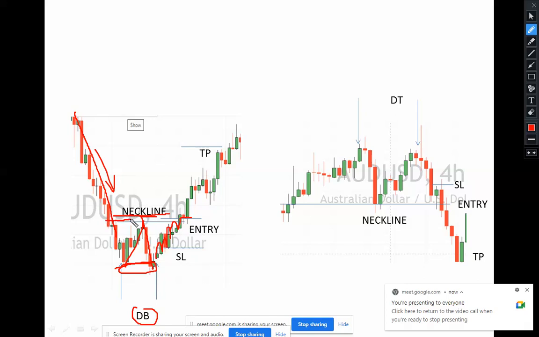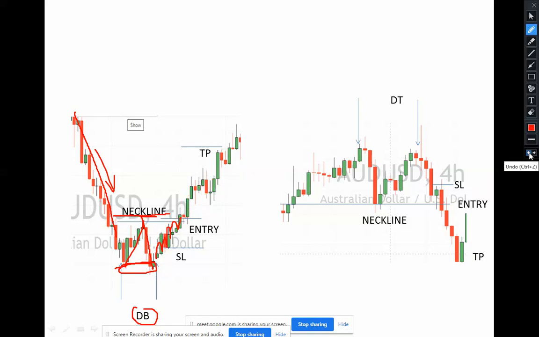This is the neckline. After the double bottom is formed, the market creates a neckline, and there's a breakout of the neckline, so we start buying right away. So that is how you trade a double bottom. Now, how do we trade a double top? This is a double top, right?